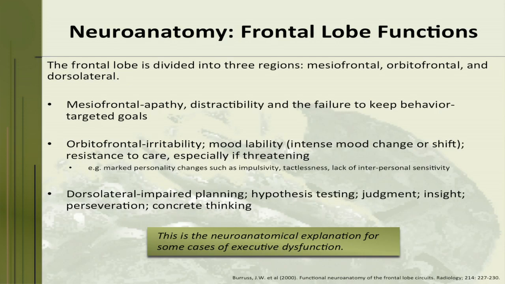What are the neuroanatomical explanations for deficits in executive capacity? When we think about executive capacity, we think about the frontal lobe. It's divided into three regions: the mesiofrontal, the orbital frontal, and the dorsolateral. These regions are all involved in some form of executive capacity. For the mesiofrontal, we have apathy, distractibility, and the failure to keep behavior-targeted goals. And these are very important for being able to live safely and independently in the home.